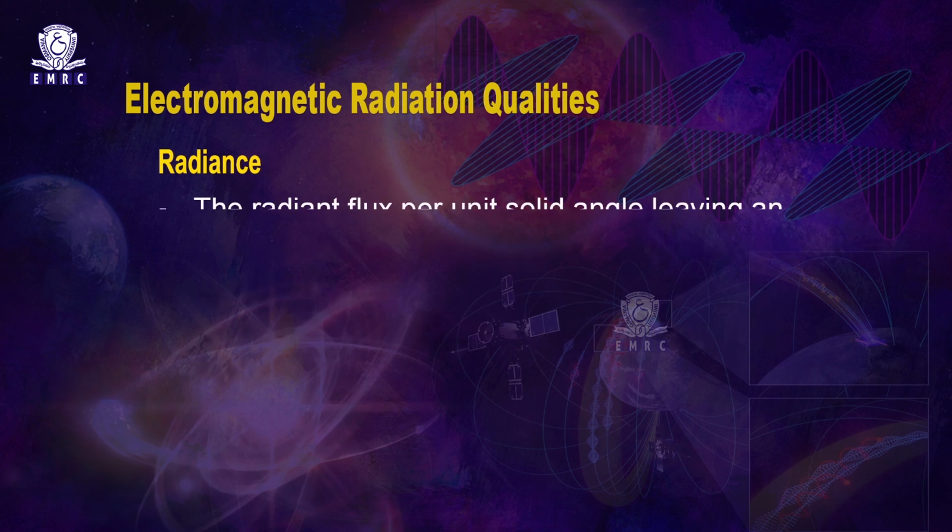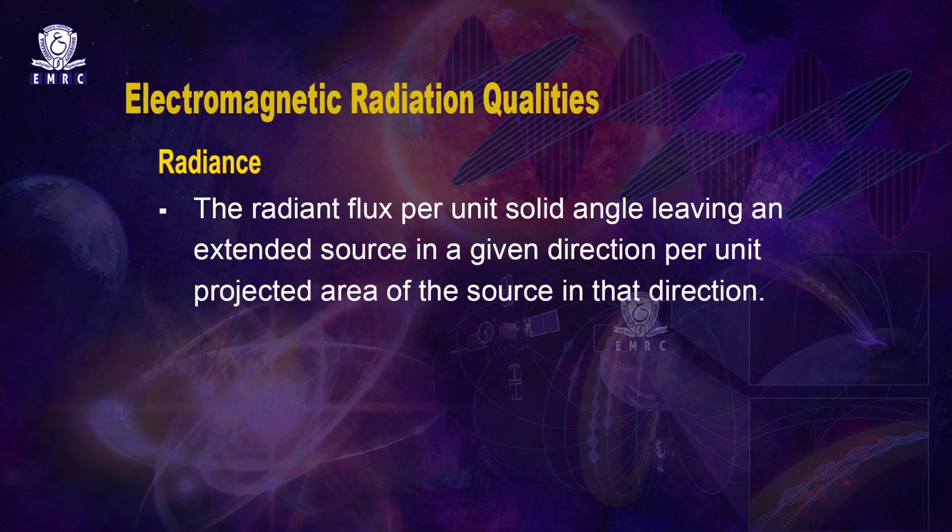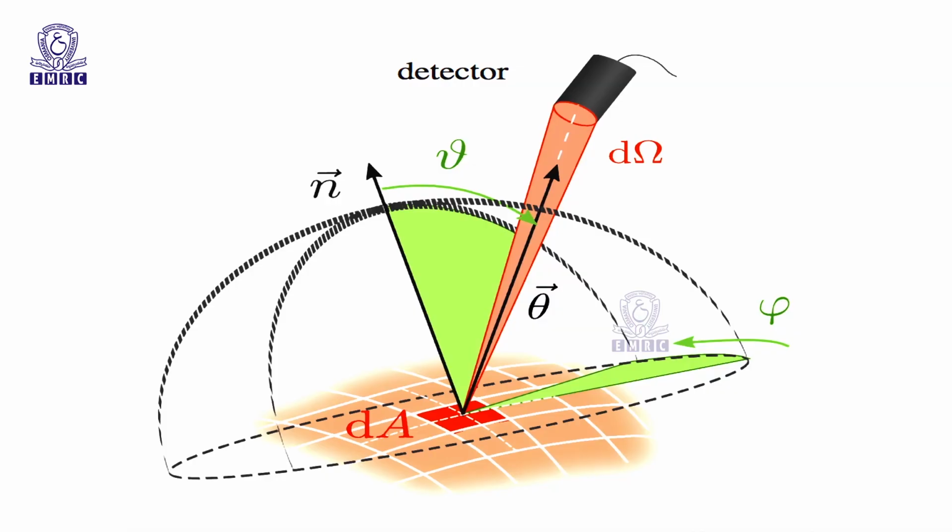Radiance. Radiance is defined as the radiant flux per unit solid angle leaving an extended source in a given direction, per unit projected area of the source in that direction. The concept of radiance is intended to correspond to the concept of brightness. The projected area in the direction which makes an angle theta with the normal to the surface area is A cos theta. The unit of radiance is watts per meter square per steradian.